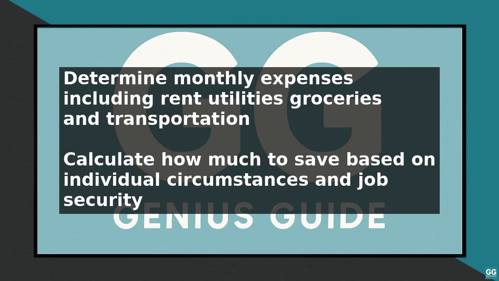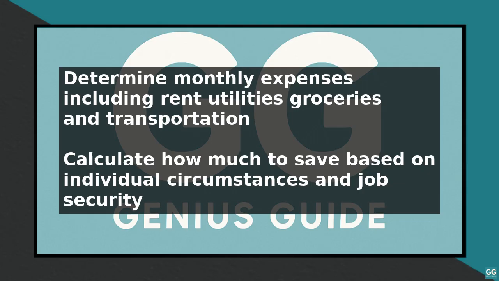Next, decide how much you want to save in your emergency fund. A general rule of thumb is to aim for 3 to 6 months' worth of expenses. However, this amount may vary depending on your individual circumstances, such as your job security, income, and dependents.